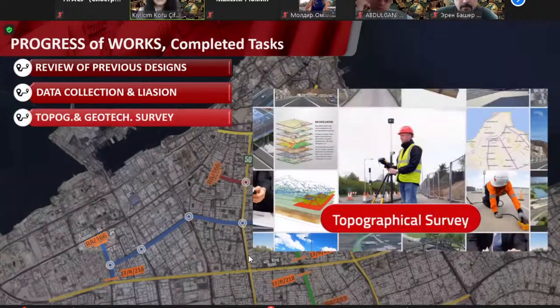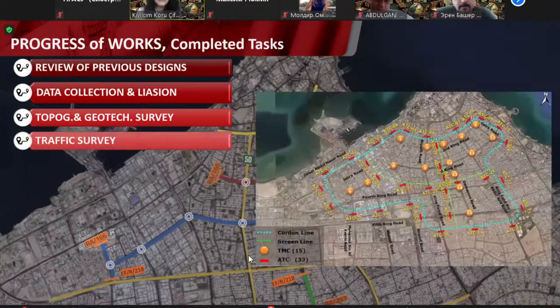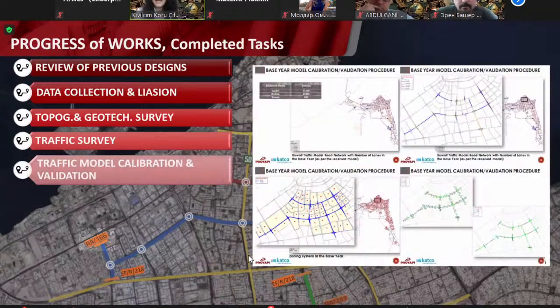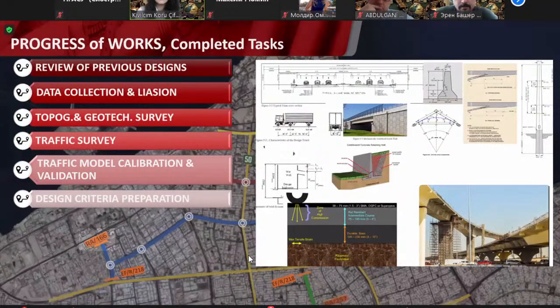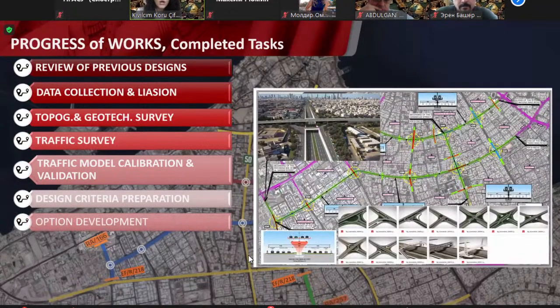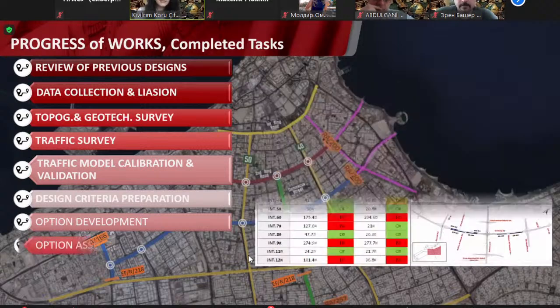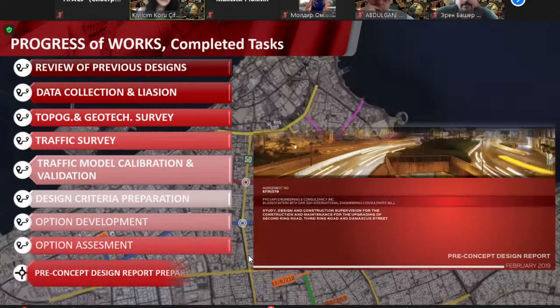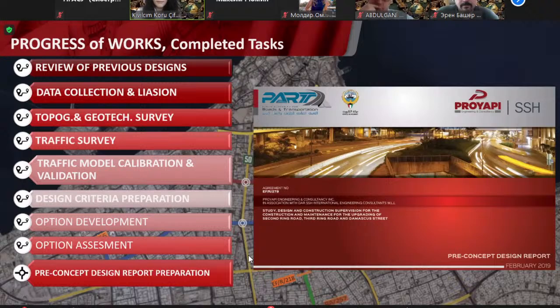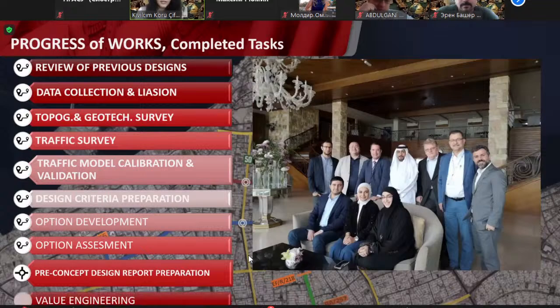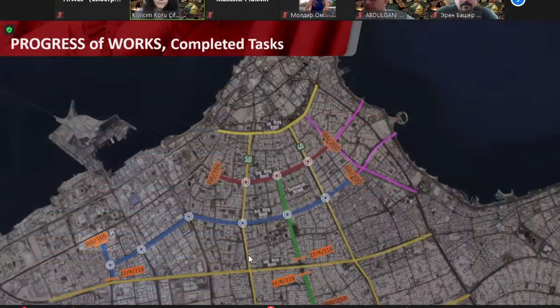So first we made the liaison, and followed by this, we made a topographical and geotechnical survey, and the traffic survey as explained earlier, traffic model calibration and validation, design criteria preparation, option development, option assessment, and in the end, we prepared the pre-concept design report in light of these works, and we performed value engineering. These are completed steps of this project.